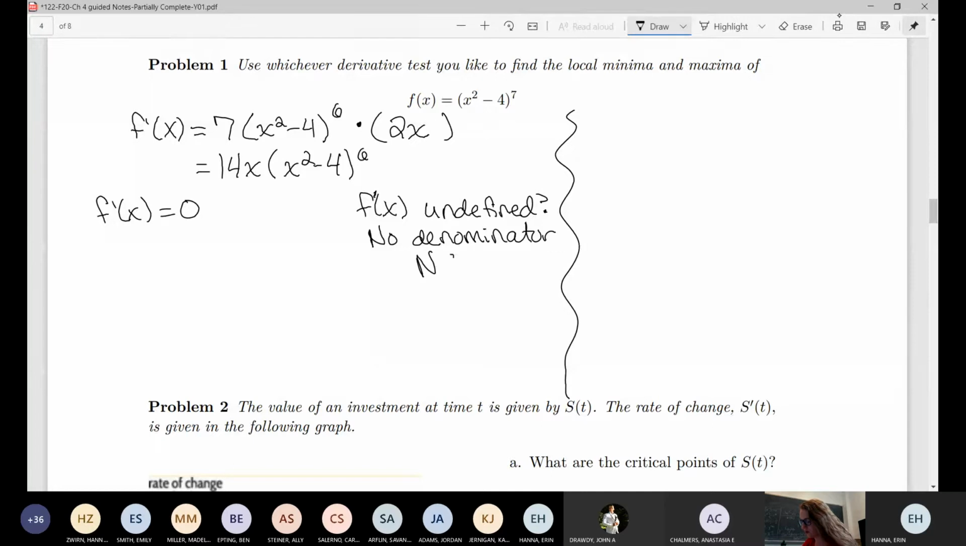So this is never undefined, so we don't need to worry about that. The only thing that changes if there was a denominator and we set it equal to 0 and found a point is that we would have more points on our number line. It doesn't change anything else besides that. All it does is add more numbers onto our number line. But we do need to set this derivative equal to 0.